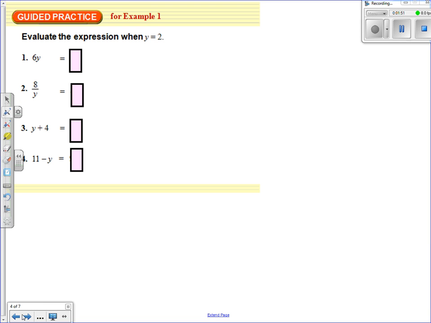If you open your book, please, to page 2, you're going to see example 1. They've worked example 1 for you, so I'm going to focus on the problems listed below example 1 called guided practice. The directions read, evaluate the expression when y equals 2. Problem number 1, we have 6y. A number next to a variable means to multiply. Instead of y, we're going to use the value of 2. 6 times 2, our answer becomes 12.